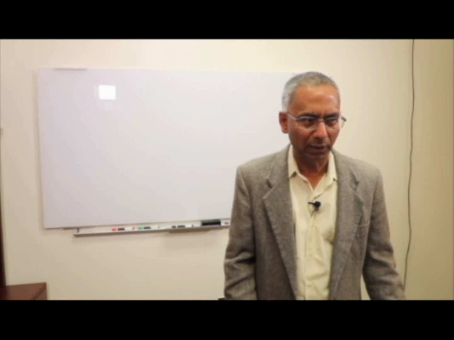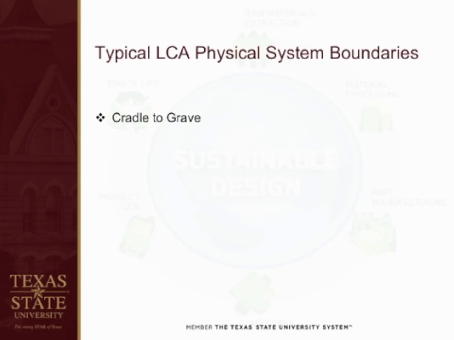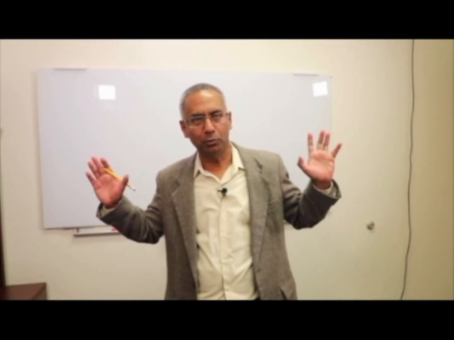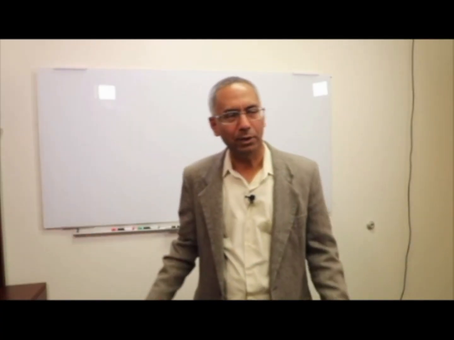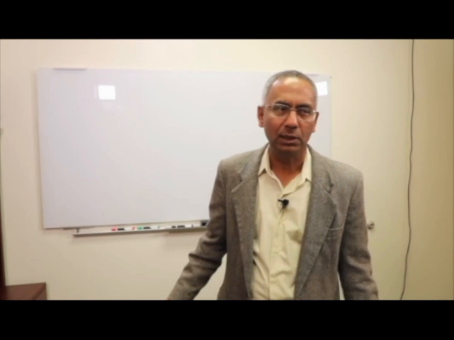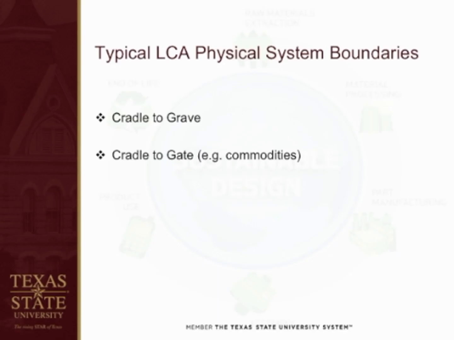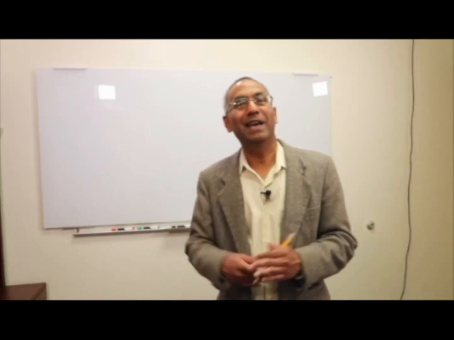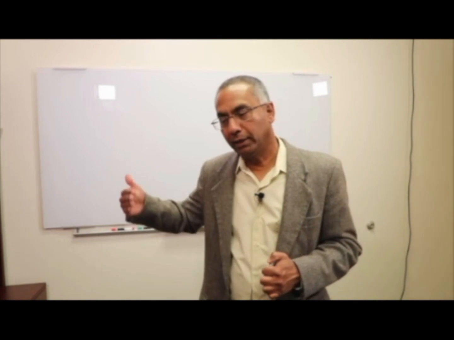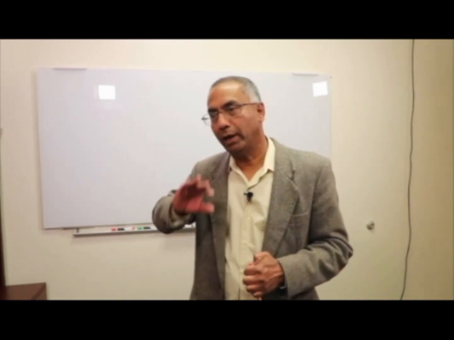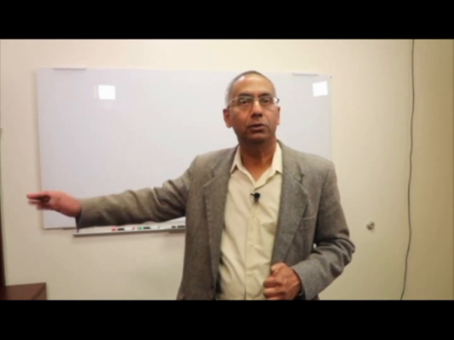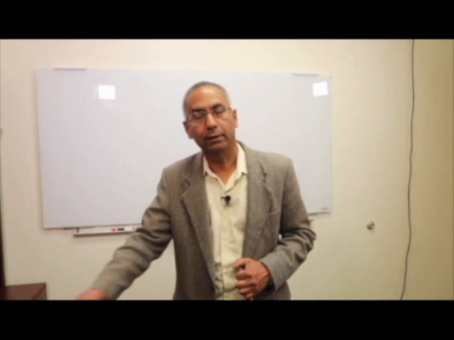Some typical system boundaries have some abbreviated names, and so they would talk about cradle to grave. We already covered that. That's the cherished or the most ideal one. Sometimes it can be too tedious and expensive in terms of man hours and cost. Then you have the cradle to gate. Gate refers to the gate at a manufacturing plant where things are shipped out. So you're stopping your analysis right there.